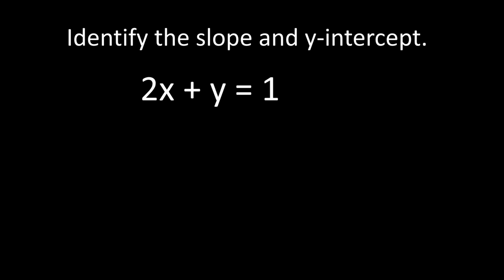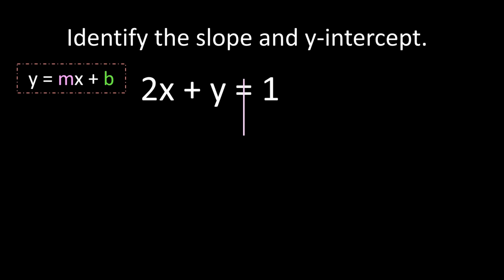I'm going to identify the slope and y-intercept in the equation 2x plus y equals 1. And in order to identify those pieces, I have to get my equation into the slope-intercept form. So I need it to be y equals mx plus b. So I'm going to work with this as I have with equations.